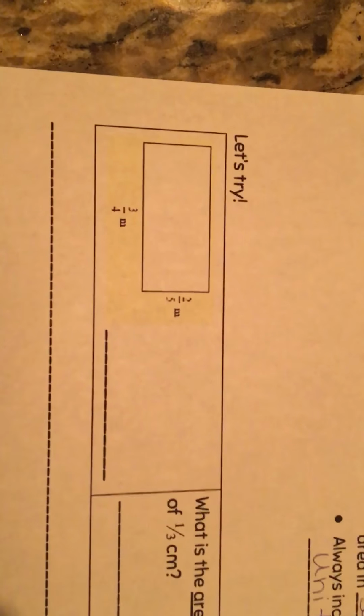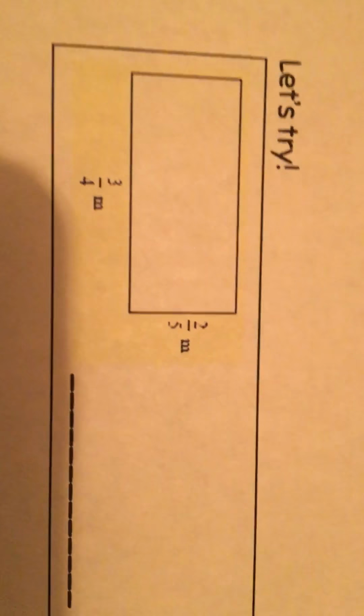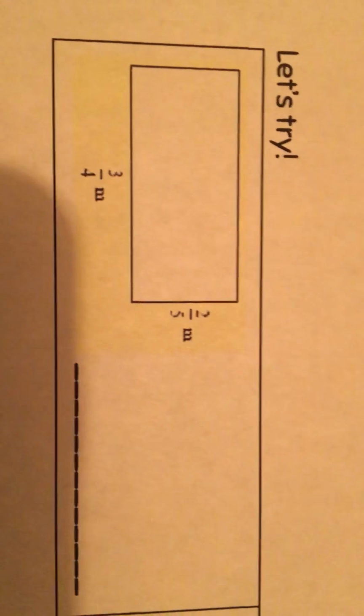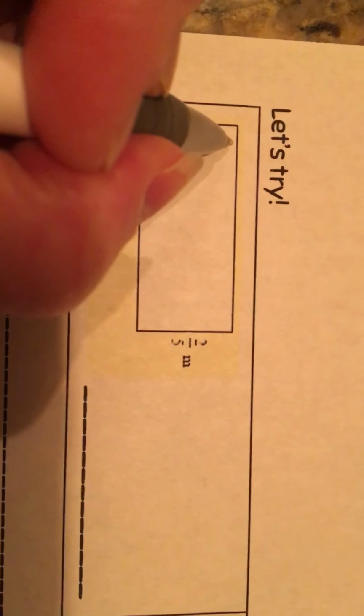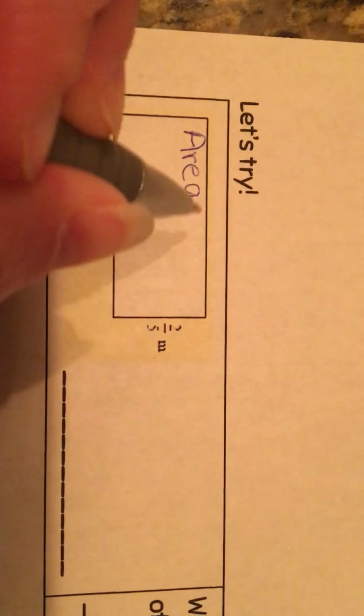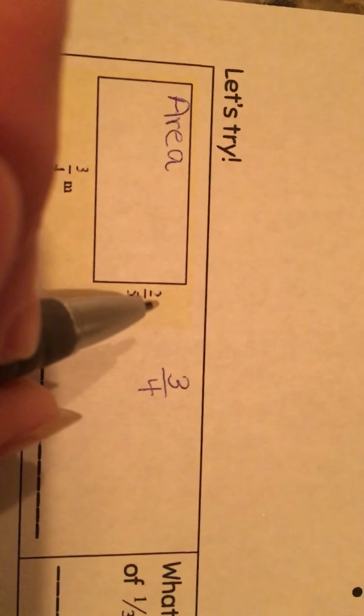Let's go ahead and try this first problem, which says, what is the area of 2/5 meters and 3/4 meters? So we know our area is going to be in this shape. It's going to be all of this, the inside of the shape. So the 3/4 is our length. And we can multiply our length first or our width first. It doesn't matter when we multiply. Times 2/5.